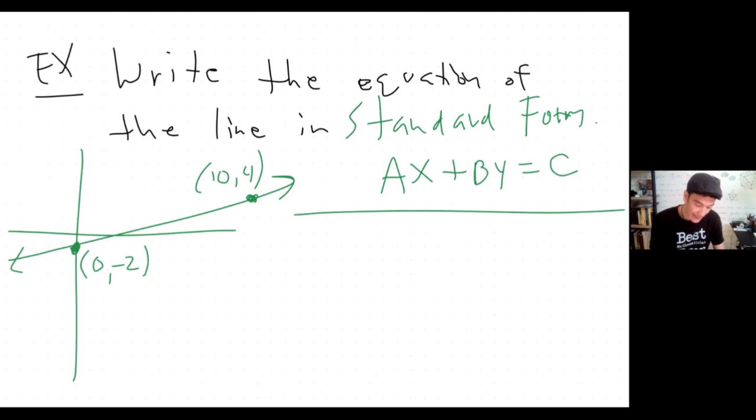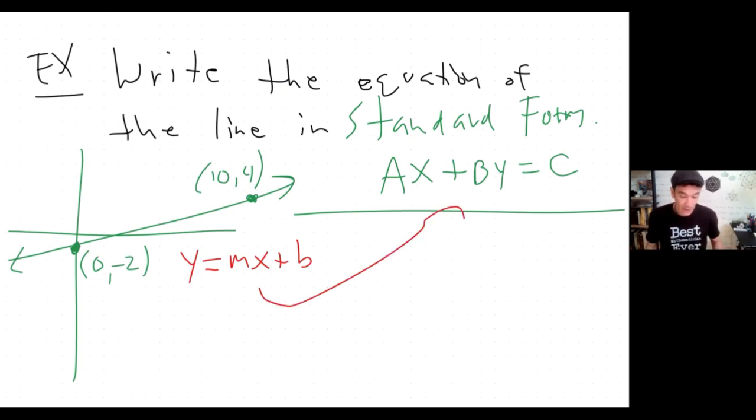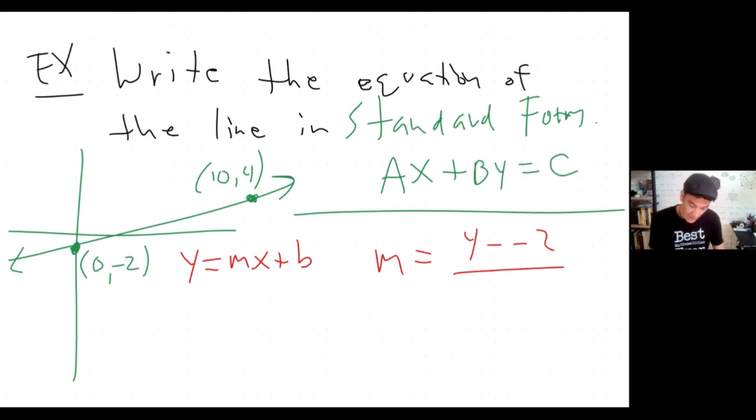If you want, we could go y equals mx plus b. And then from that, we can convert it into standard. That's a common process that sometimes students use. They go from slope intercept to standard. So why don't we do that? Let's go y equals mx plus b, then we'll go into this and then we'll be done with this example. So first, find the slope m. m would be y2 minus y1 over x2 minus x1.